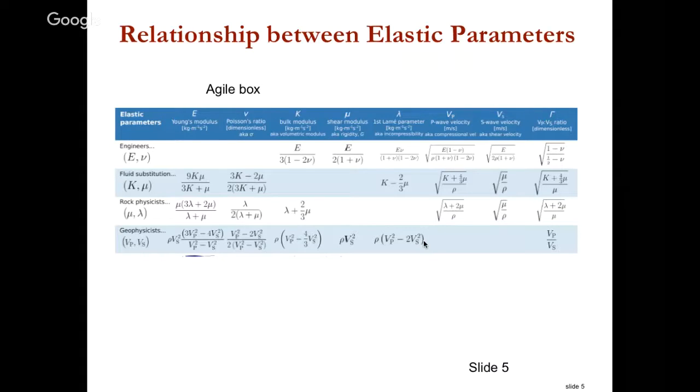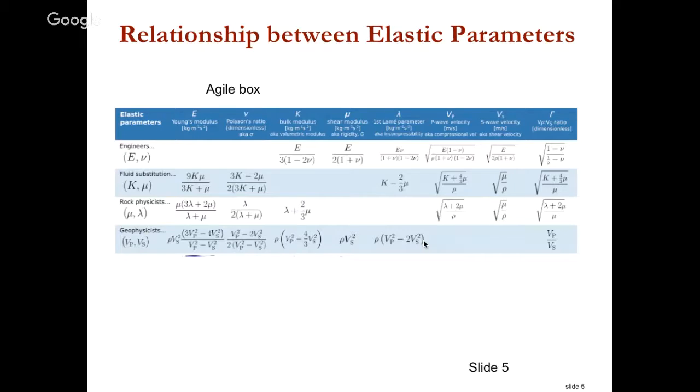It's kind of complicated to look at, especially when it's reduced in size, but it's on the website, and it comes from a group called Agile, and they make a lot of open source materials for education. And what we have along this axis here are just the names of elastic parameters. So you have Young's modulus, Poisson's ratio, bulk modulus, shear modulus, Lamé parameter, P wave velocity, S wave velocity, and ratio P to S. Right? So that's what's along this axis. And along this axis, we've got the various descriptions.